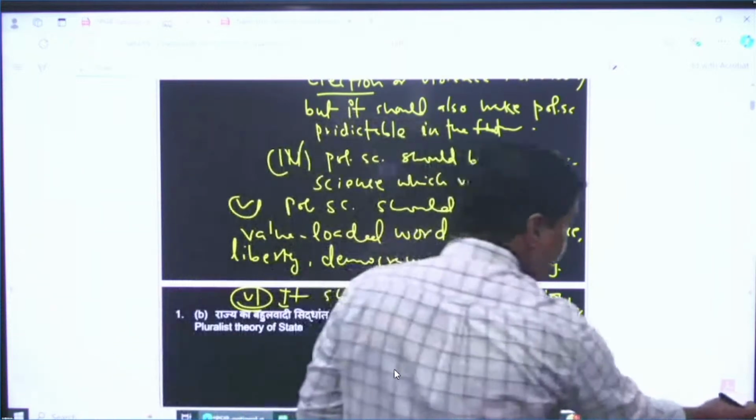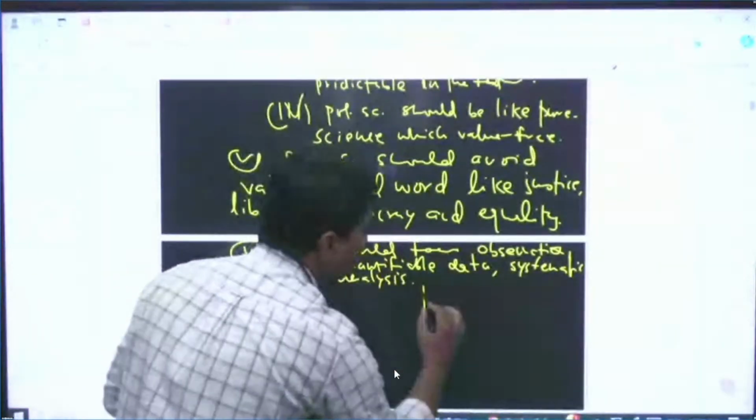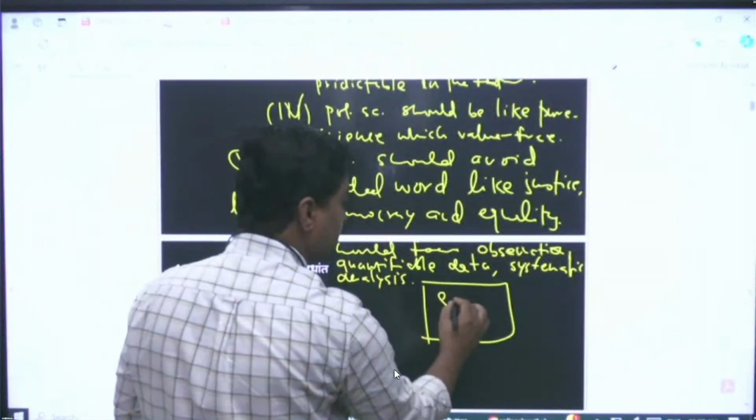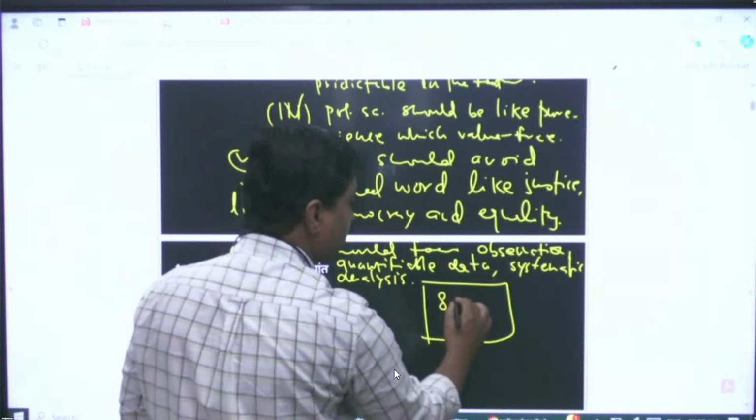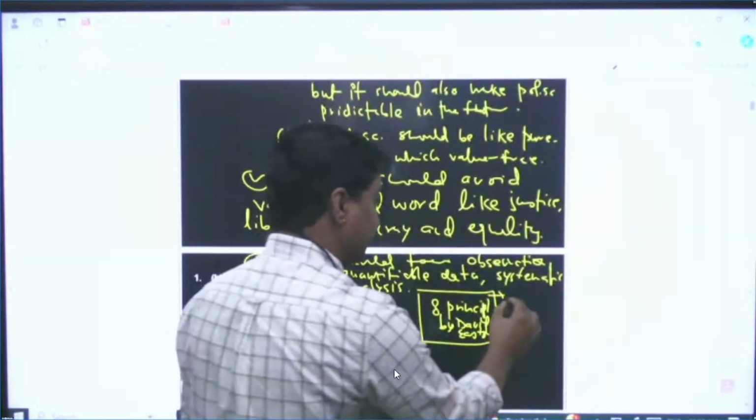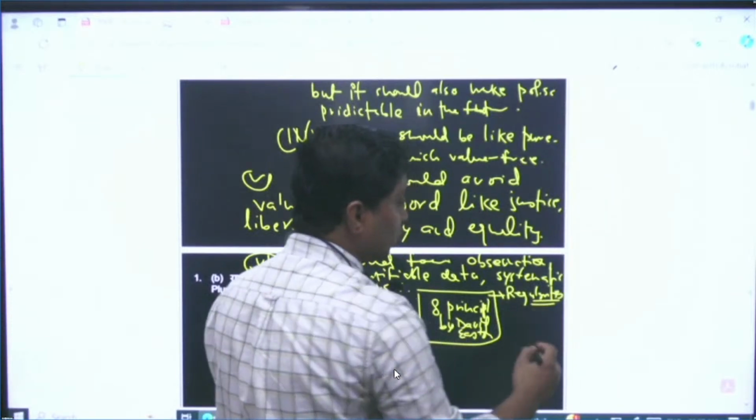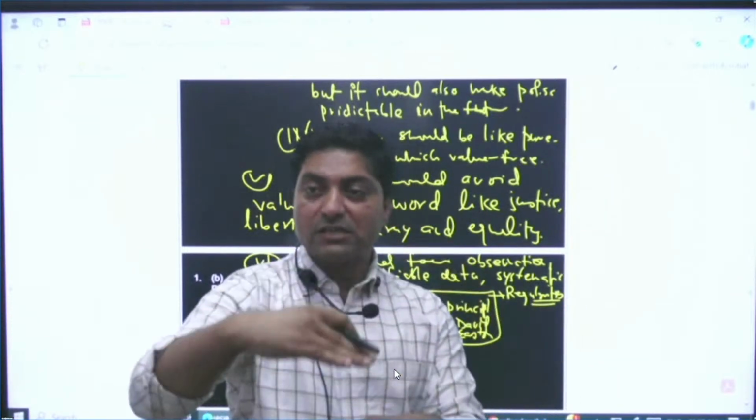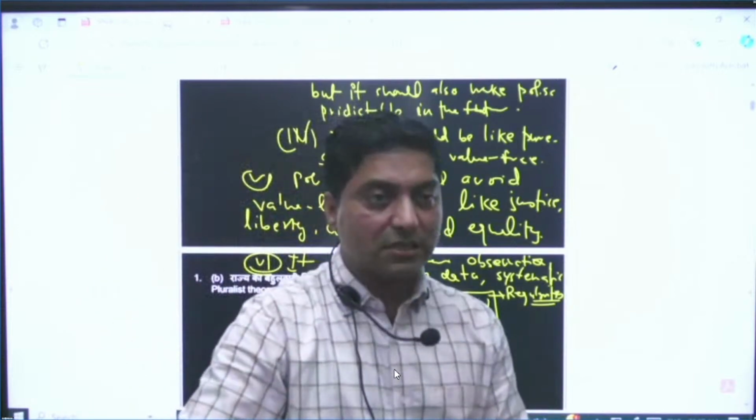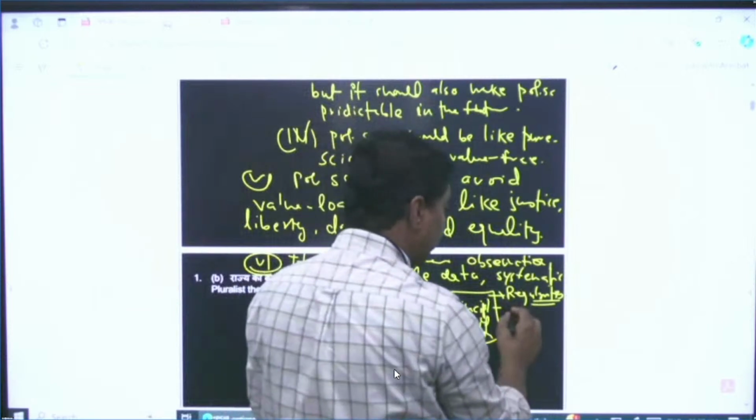Now, David Easton gave eight principles for the behavioral approach. What are those principles? First principle was regularities. It means you see how things occur regularly. For example, how violence occurs regularly. Second is quantification.